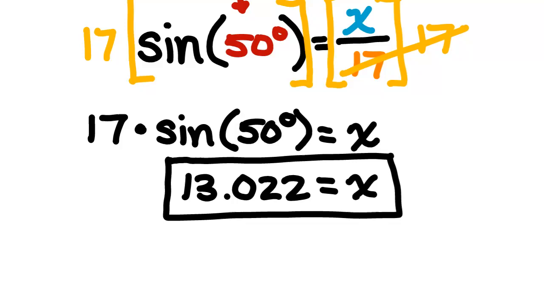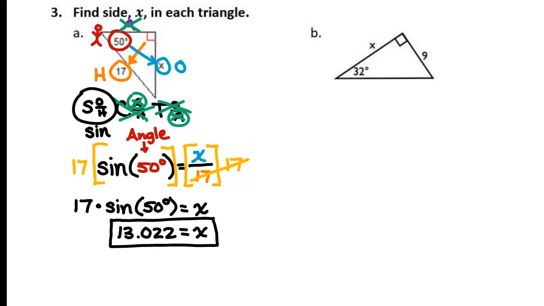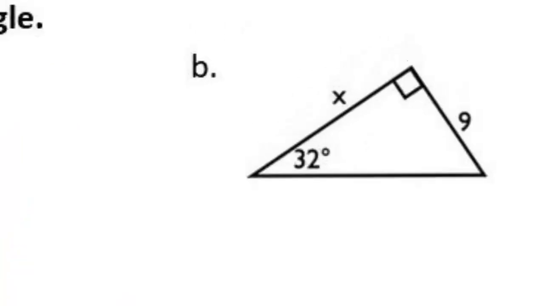All right, let's try another example. Part B, first thing we do is circle the given angle. What is the given angle on part B? 32 degrees, so that's what we're going to circle. We are standing here at the 32-degree angle.